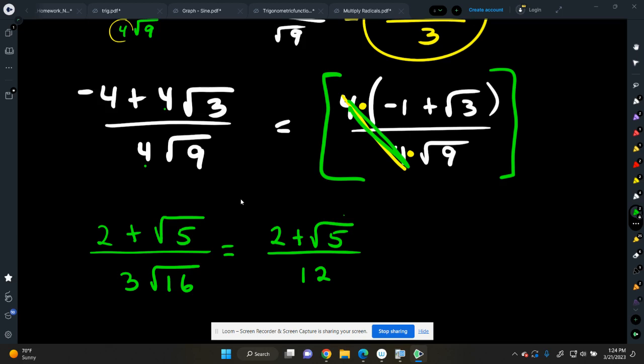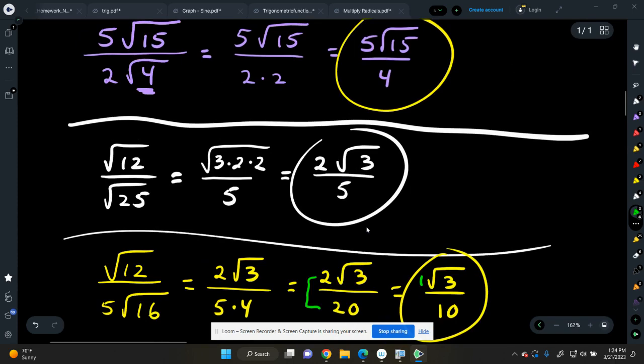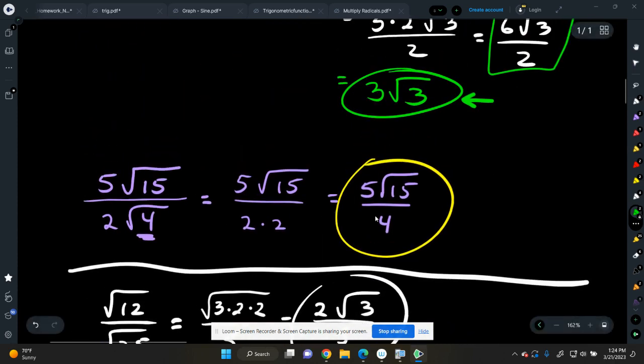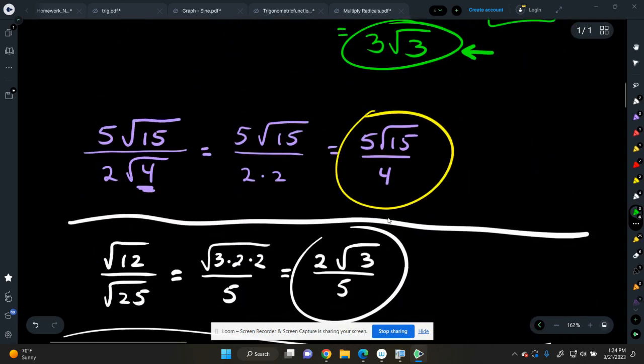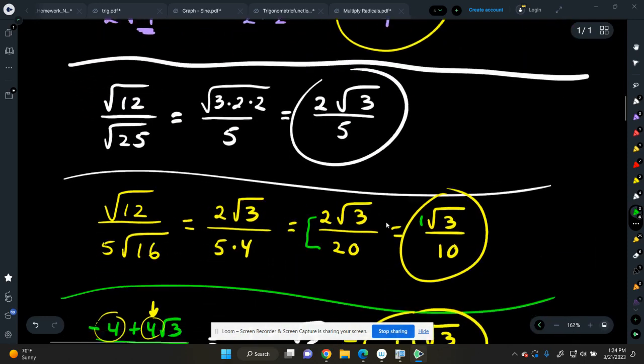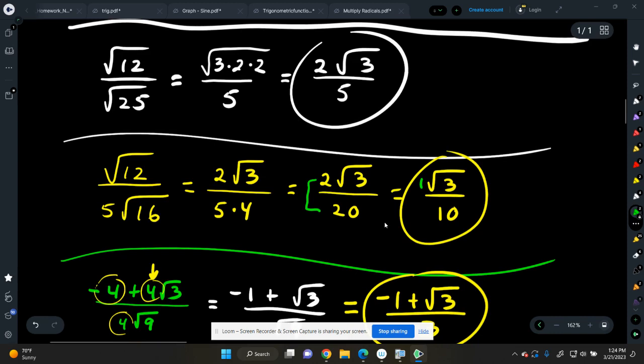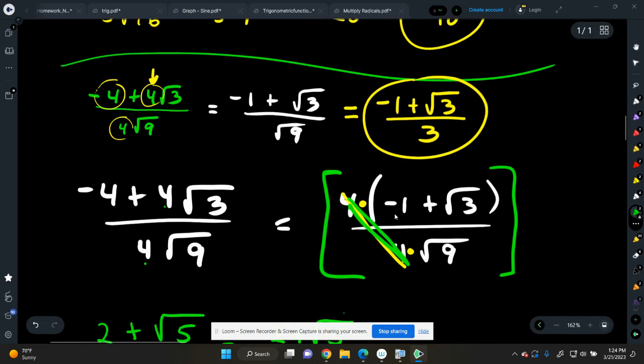Thank you. Where it's the radical 12 over 5, radical 16. You know how we simplified the 2 and 20? Where is that? Did I erase it? Oh, here it is. Yes, we can do that because there was only that one term up there. But you can't do it if you're adding. Okay, we'll stop there.